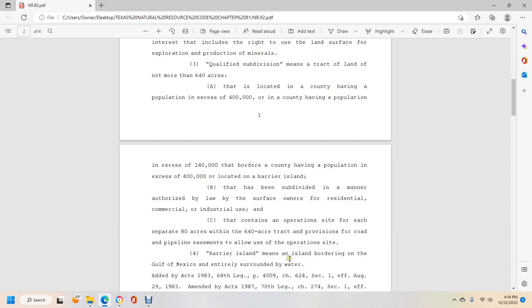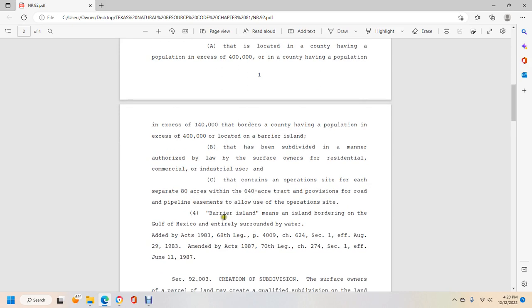And a county having a population in excess of 140,000 on the border of a county having a population in excess of 400,000 located on a barrier island; that has been subdivided in a manner authorized by law by the surface owners for residential, commercial, and industrial use, and that contains operation sites for each of the separate 80 acres within a 640 acre tract, with a provision for a road and a pipeline easement to allow access to the operation site. Barrier island means an island bordering on the Gulf of Mexico, entirely surrounded by water.